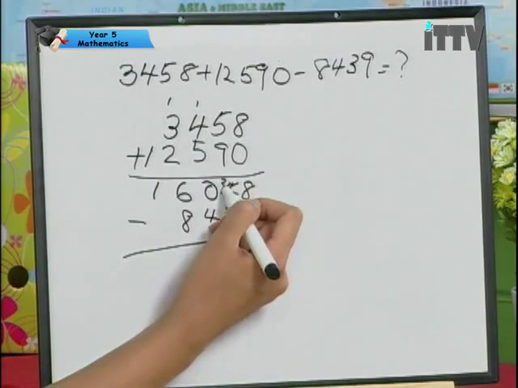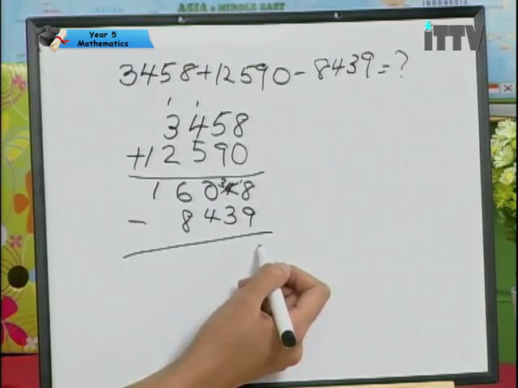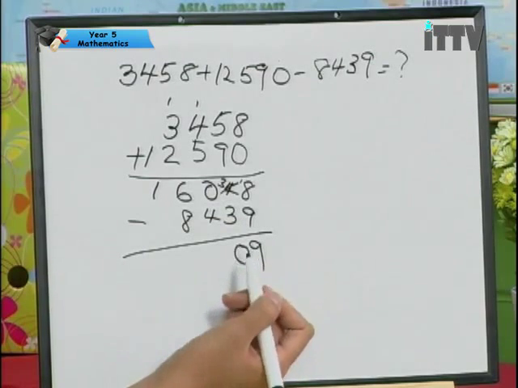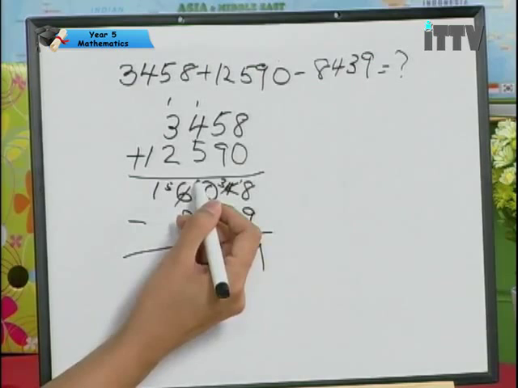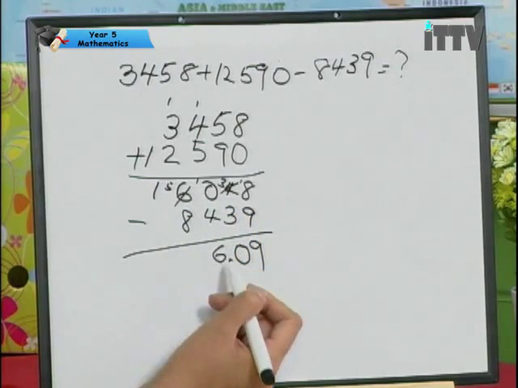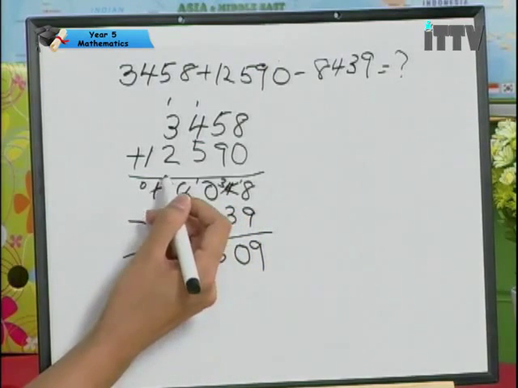No, we can't. We have to trade. 18 minus 9. 9. 0. Trade again. 10 minus 4. 6. 15.